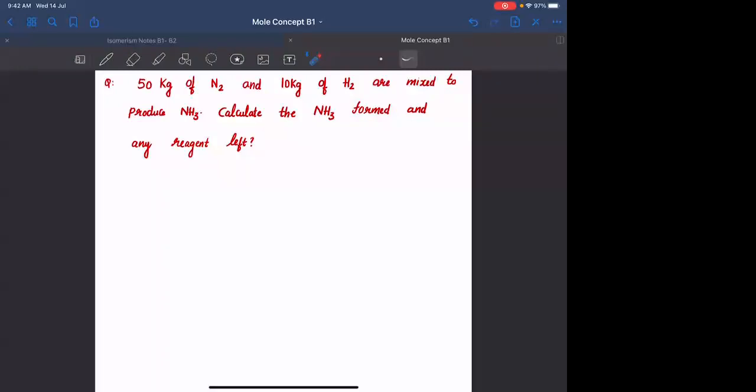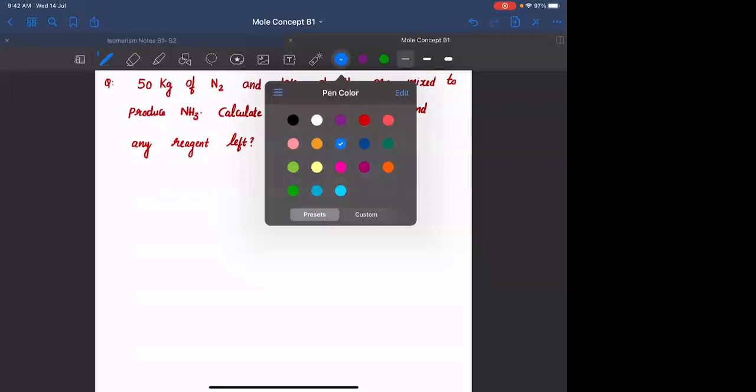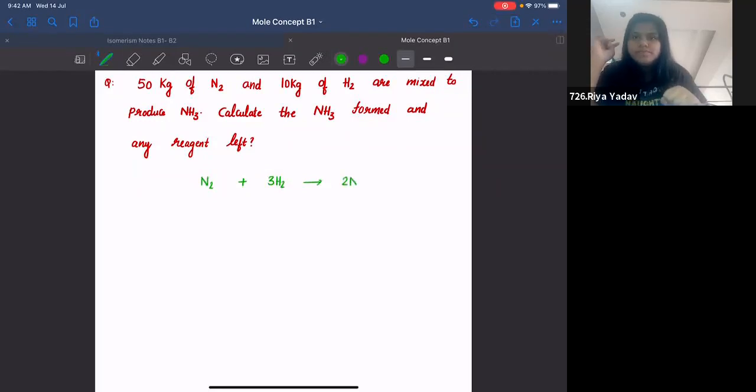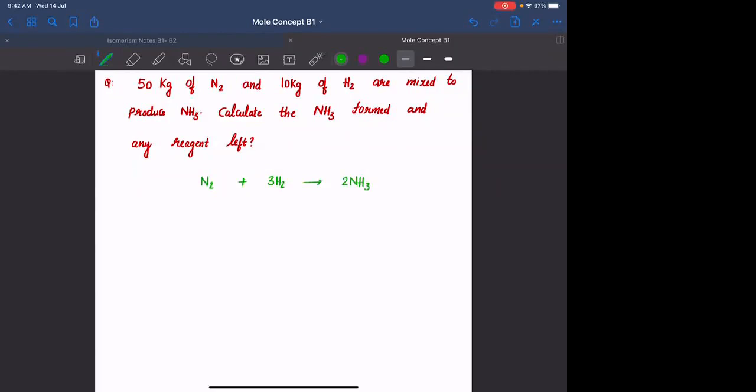What is the reaction? Tell me the reaction, everyone. N2 plus 3H2 gives rise to 2NH3. What are the initial amounts taken? 50 kg and 10 kg. This is 50 kg. This is 10 kg.